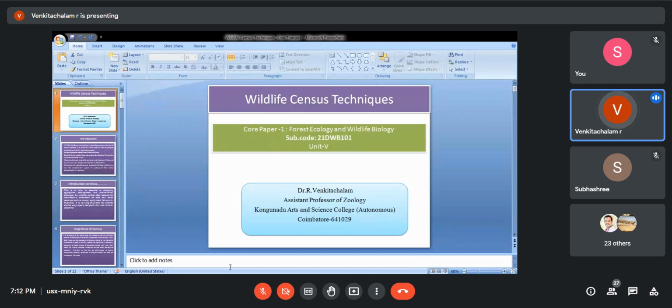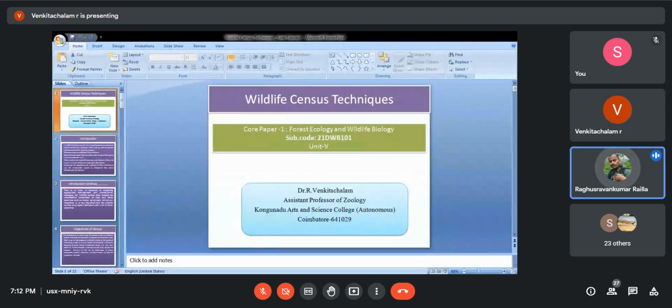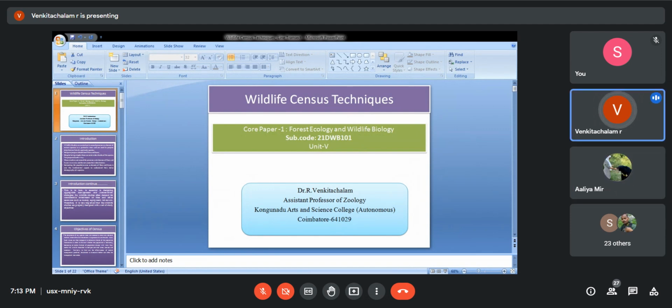Question: if the area is a highly undulating habitat and you want to do any survey there, what method will you choose? Line transect method. The line transect method can be used for all habitats.